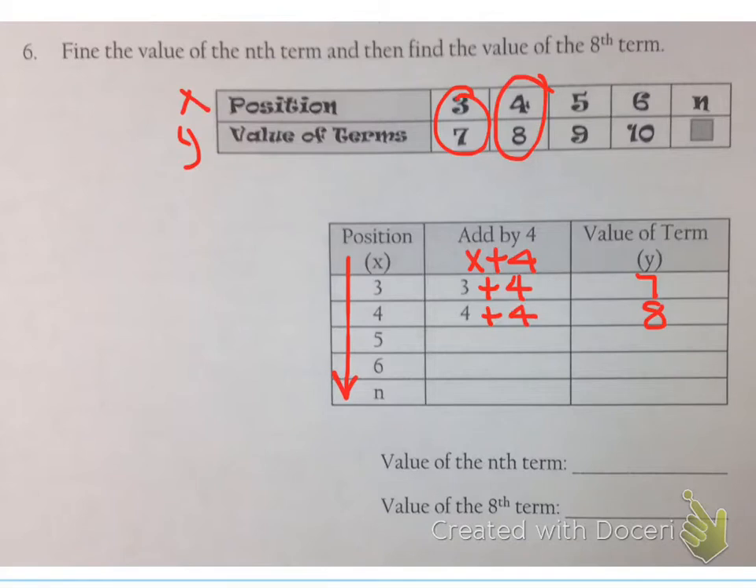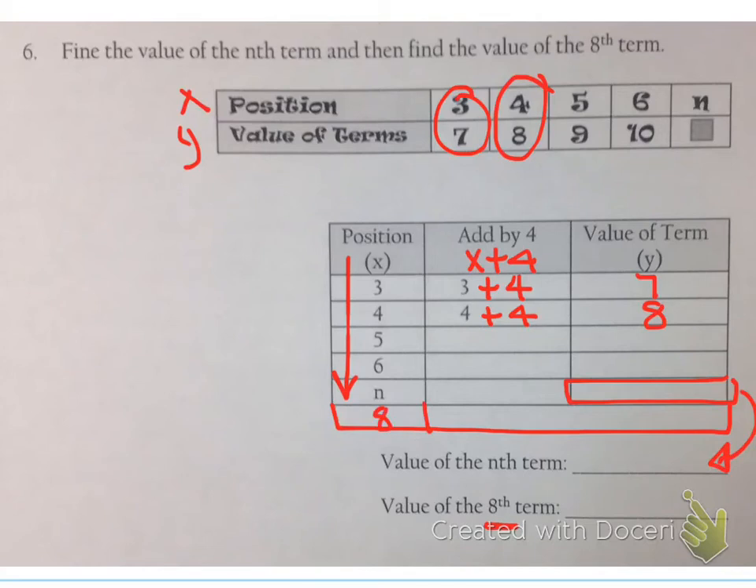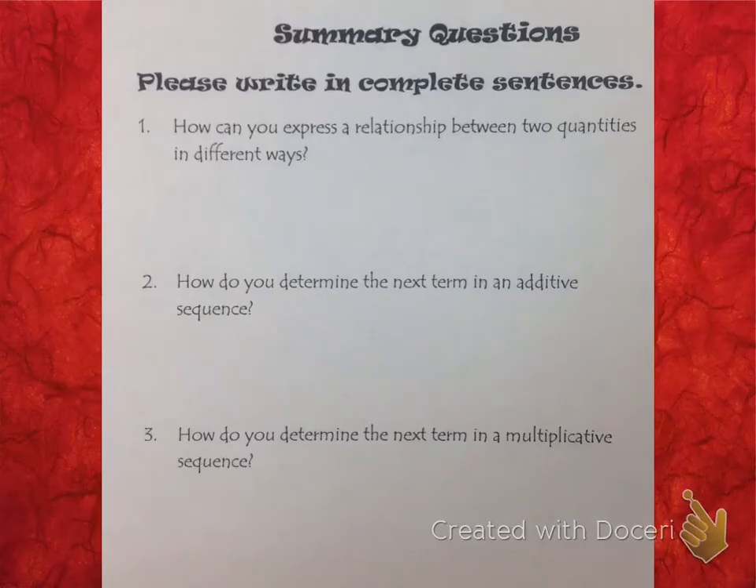I would like you to try to figure this out on your own, the rest of the table. Fill out the value of the nth term. So whatever you get in this box, you're going to place here. And then plug in the number 8. So you can add an extra row, and here you're going to have an 8. And find the value of that. Once you finish, you may complete your summary questions. There are 3 questions. Please write in complete sentences, and we will go over this tomorrow.